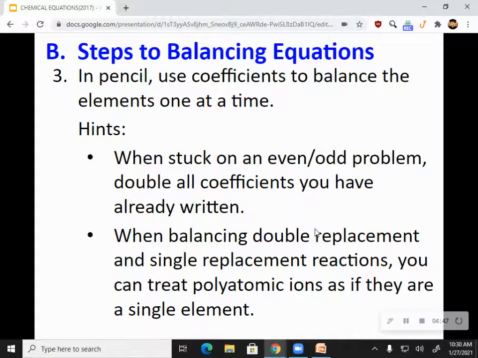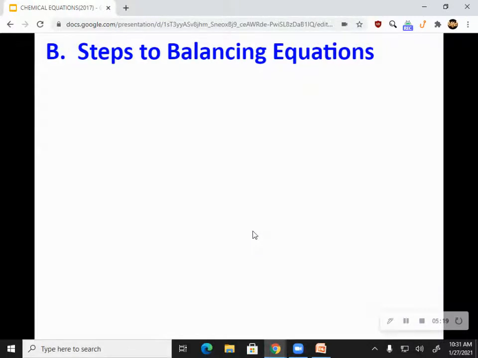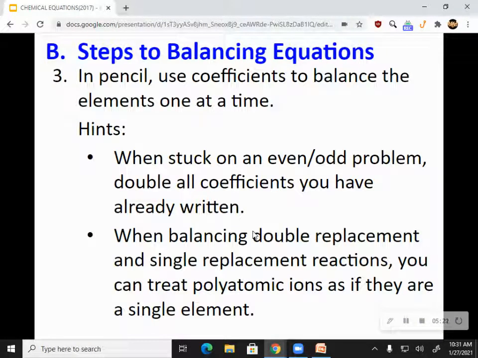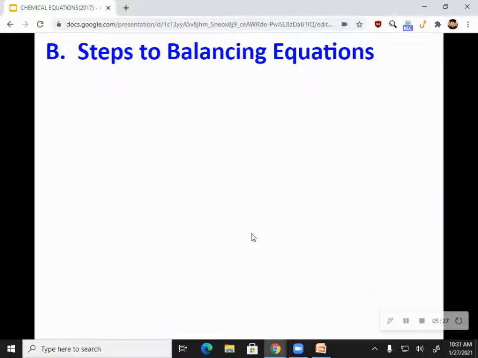When balancing double replacement or single replacement reactions, you can treat polyatomic ions as if they were a single element. When we have a double replacement, normally that is an ionic compound change, so you can treat those polyatomics as a single element if it makes it easy for you. If not, continue to do the single element at a time. It might be confusing if you are not very familiar with the polyatomic ions, so you may just want to stick with the elements. That is your personal choice.